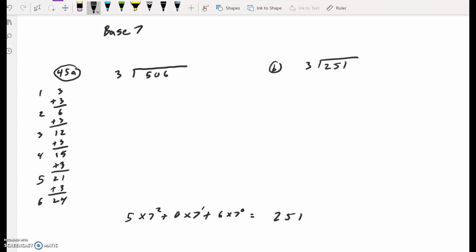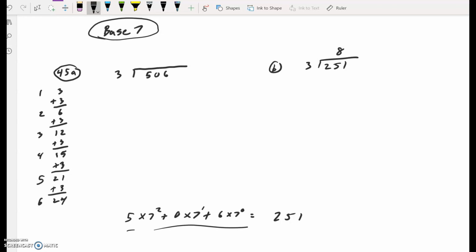I took the 506 in base 7. Notice on my division I put base 7 as a big sign, but I don't put the little 7s down in here in the problem. It just messes me up. You can put them there if you want, but I just prefer to have it a little cleaner. And so I wrote the 506, I expanded it out, I got 251.